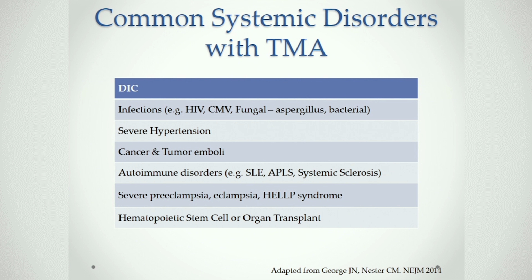There are a number of associated systemic disorders with thrombotic microangiopathy, and I want to step back and name that there are cases such as the infections that we're talking about here in this case, along with DIC for other reasons. Severe hypertension is associated with TMA. Cancers and tumor emboli are strongly associated with TMA in the right setting, whether it be local or systemic. Autoimmune disorders we know about. A number of pregnancy-associated disorders, including severe preeclampsia and eclampsia, along with HELLP syndrome. And finally, hematopoietic stem cell and organ transplants have a variety of reasons for TMA.